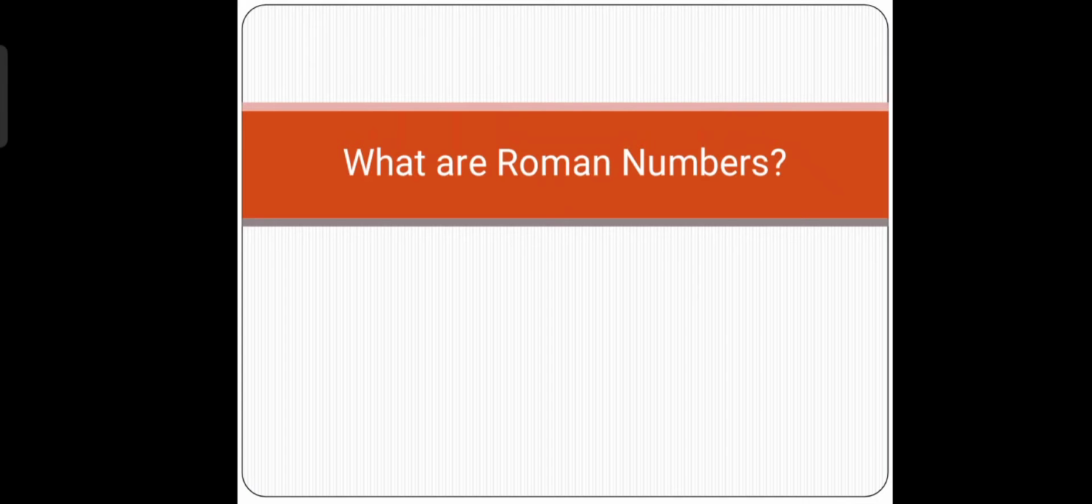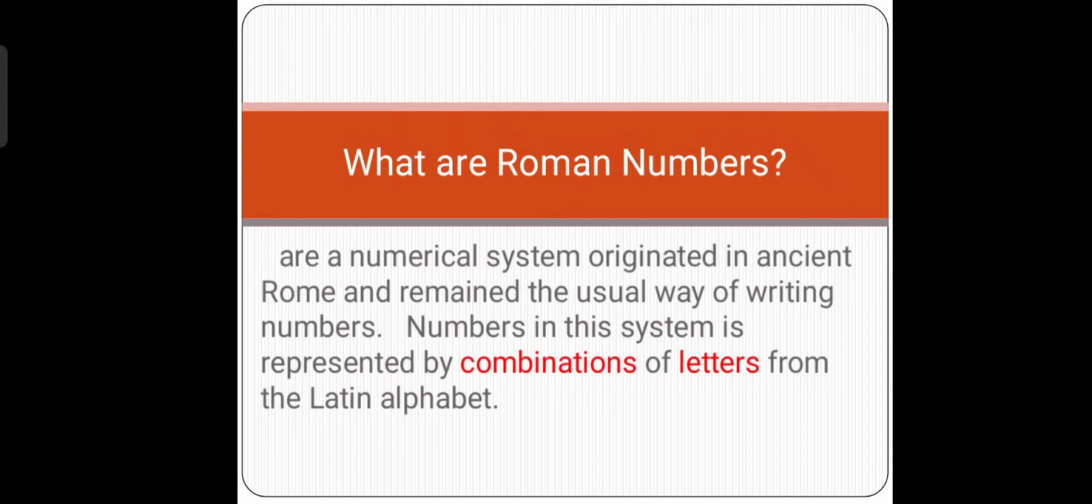Good day everyone. For today's video, let us study together about Roman numbers. What are Roman numbers? These are a numerical system originated in ancient Rome and remain the usual way of writing numbers. Numbers in this system are represented by combinations of letters from the Latin alphabet. So when we say Roman numbers, it uses letters from the alphabet.